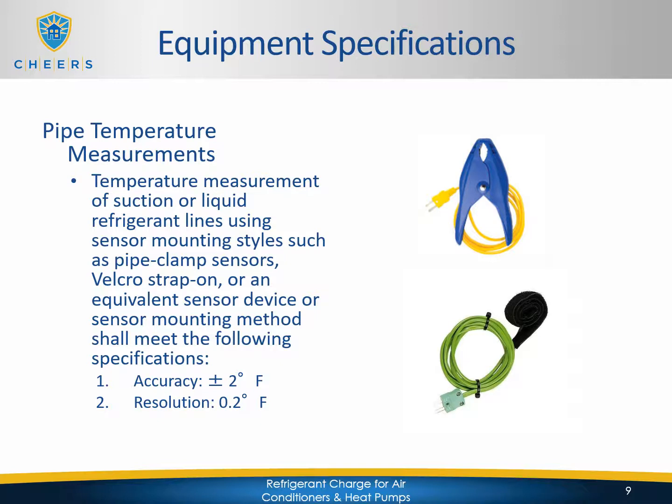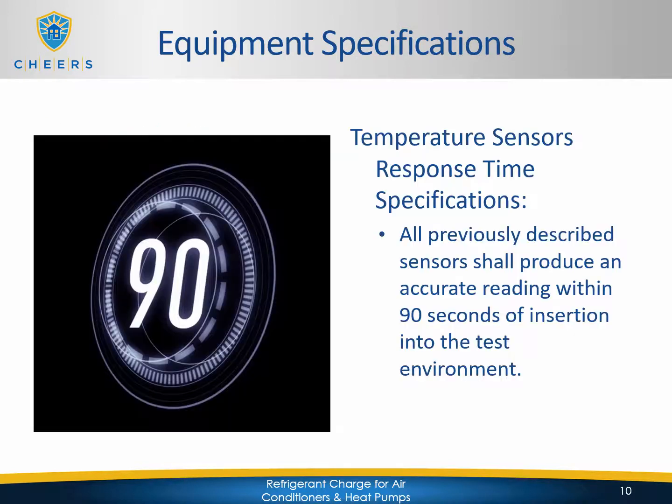When taking pipe temperature measurements of suction or liquid refrigerant lines using sensor mounting styles such as a pipe clamp sensor, Velcro strap-on, or an equivalent sensor device or sensor mounting method, they shall meet the following specifications. Again, an accuracy of plus or minus 2 degrees and a resolution of 0.2 degrees. For temperature sensor response time specifications, all previously described sensors shall produce an accurate reading within 90 seconds of insertion into the test environment.